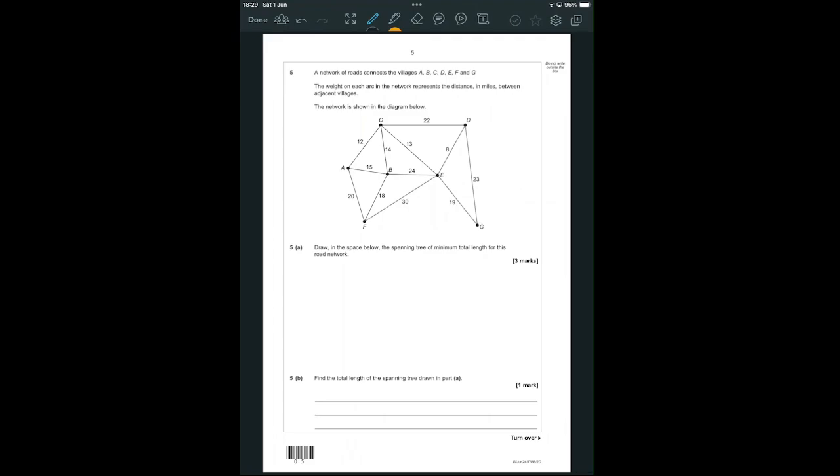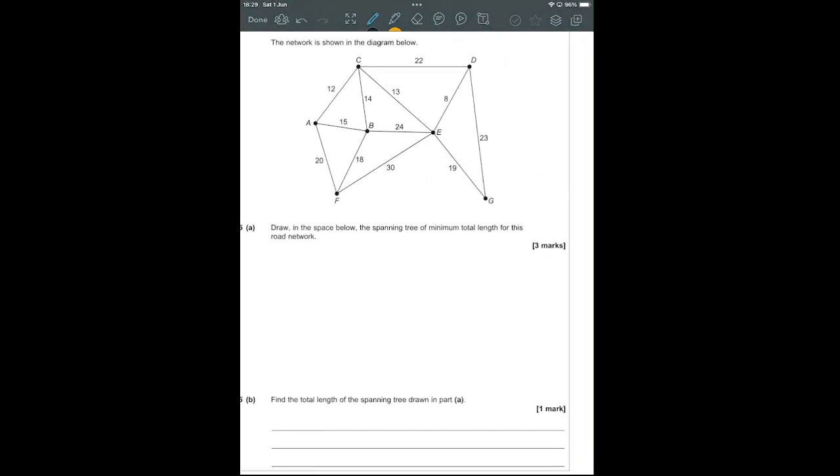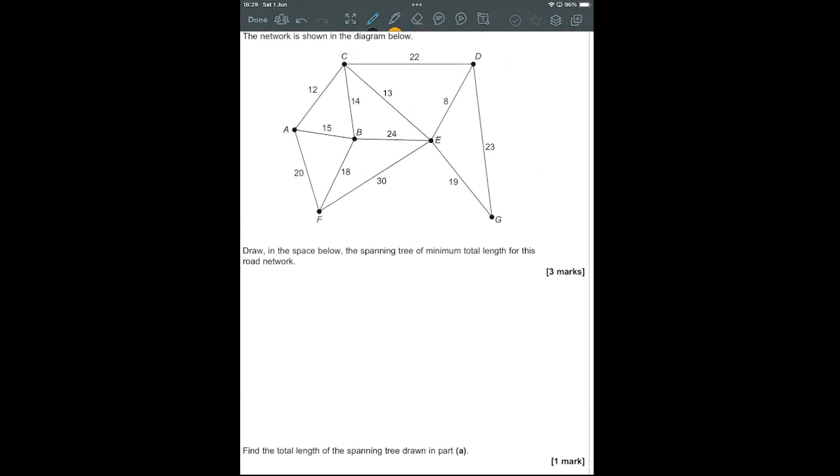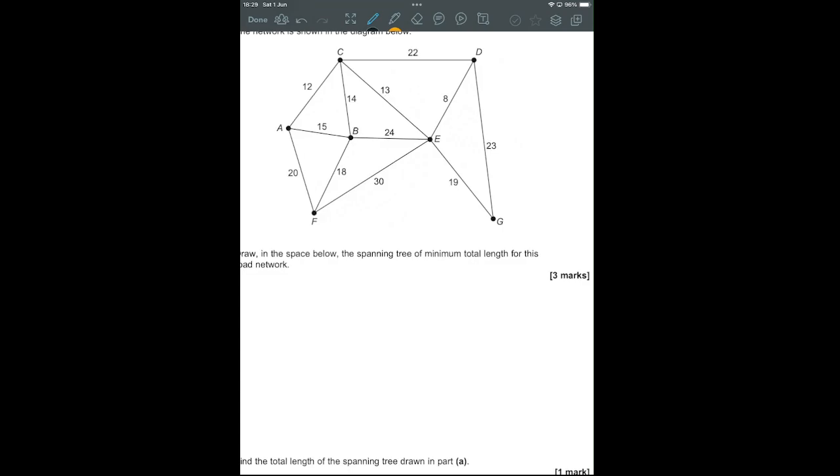Straight on to question 5 already at blistering pace. Question 5. We have a network. They represent distances. We want a minimum spanning tree. Okay, well, this feels like we can use Kruskal's or Prim's. I'm going to go with Prim's just because it's slightly easier to draw.